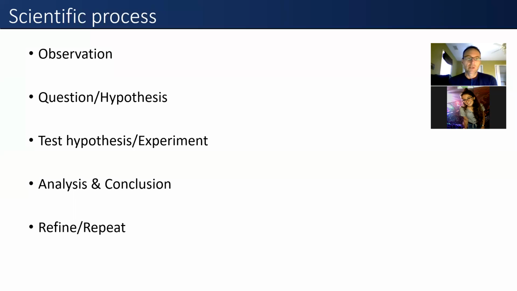All right, so we talked about this briefly when we were talking about the responsible conduct of research, but scientific process generally consists of a number of steps, and you can find different variations on this, but including observation, and then developing a question or hypothesis based on these observations. And then we've got to come up with some way to test those hypotheses, analyze our results, come to a conclusion, and then refine and repeat those experiments.